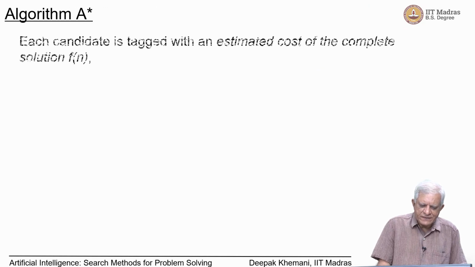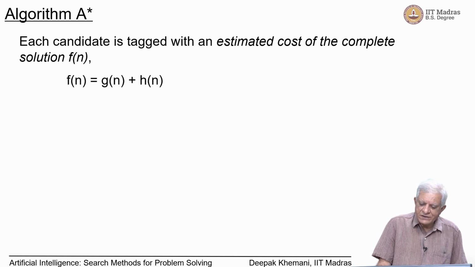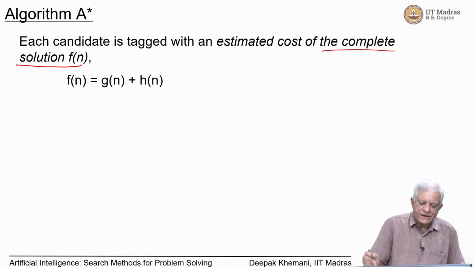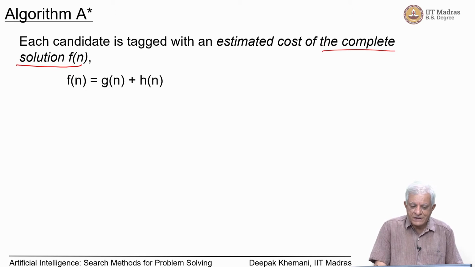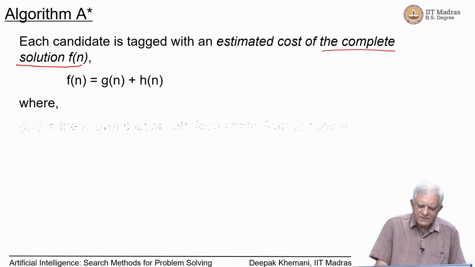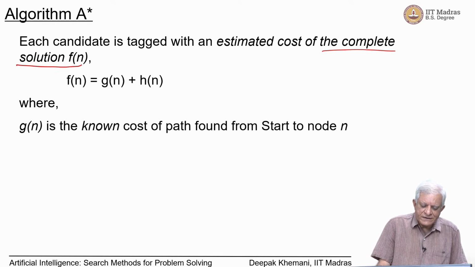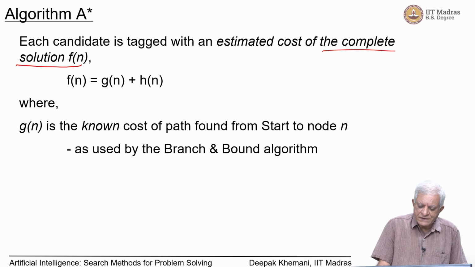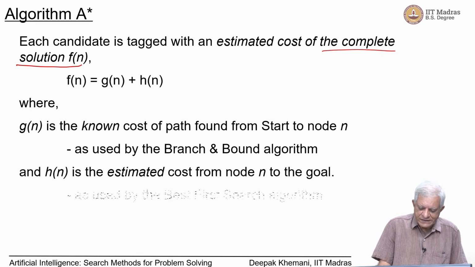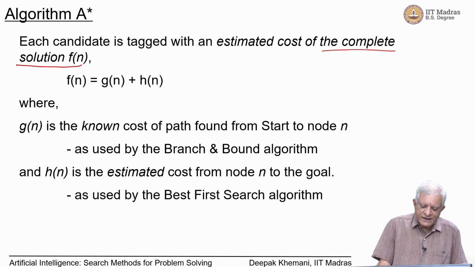So, this is the algorithm A star. Each candidate is tagged with the estimated cost of the complete solution. F of n is the cost of the complete solution passing through node n, where, as we have said, g of n is the known cost of the path found from start to the node n, as used in the branch and bound algorithm or Dijkstra's algorithm, and h of n is the estimated cost from the node n to the goal node, as used by the best first search algorithm.